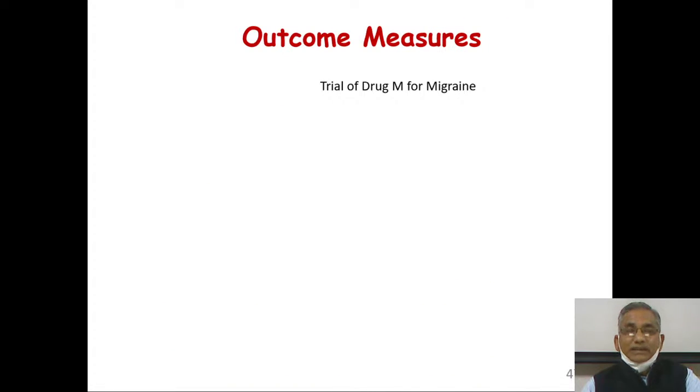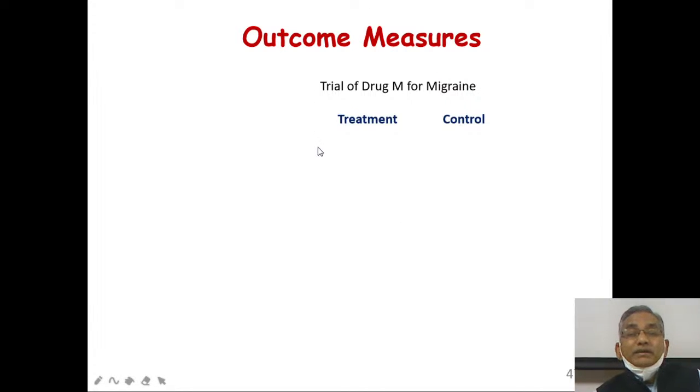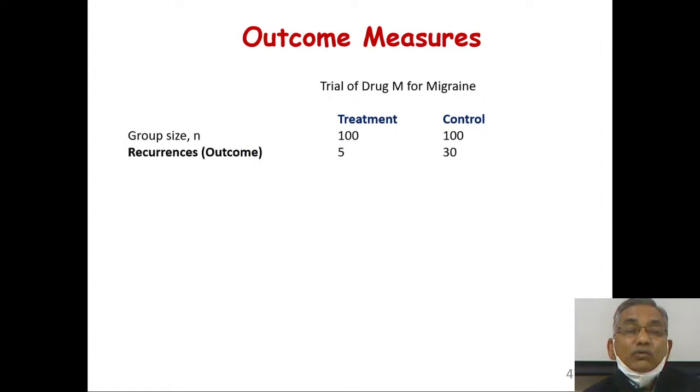Now just see this example. This is a trial of drug M for migraine. There are two groups, treatment and control. So what calculations do you do for a clinical trial? What are the summary measures that you calculate? You have two groups, treatment and control. Total patients enrolled were 200, and these 200 were randomly divided based on randomization into a treatment group and a control group. So 100 went to the treatment group and 100 went to the control group. Their outcome was recurrence.